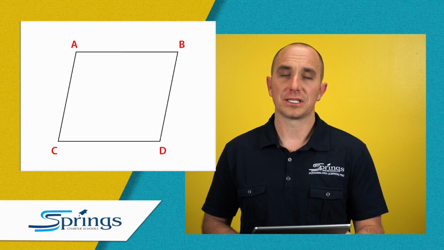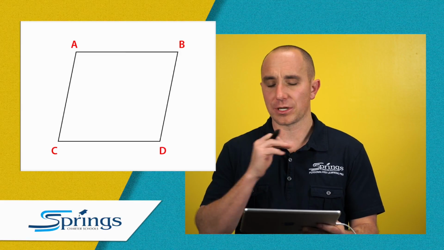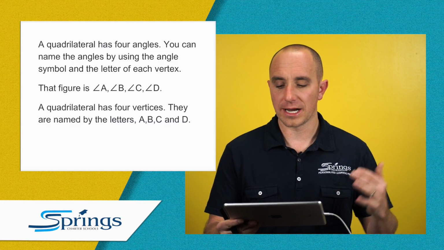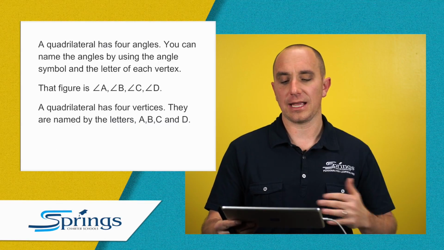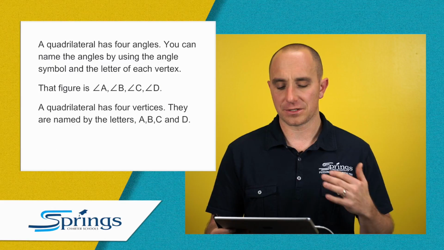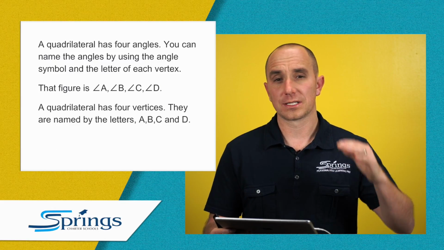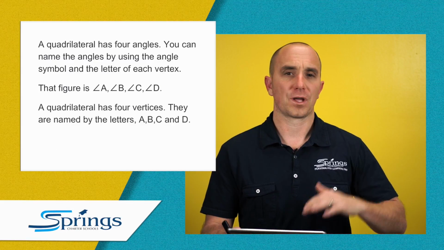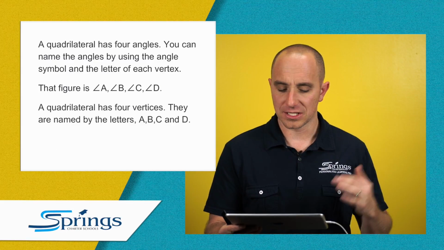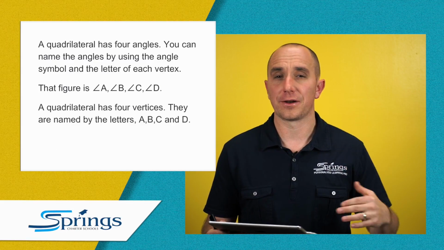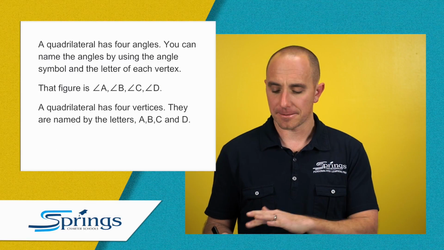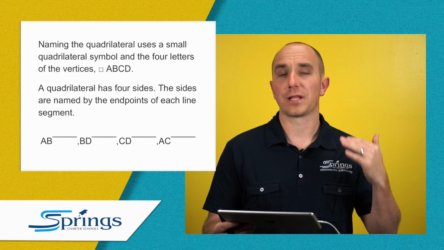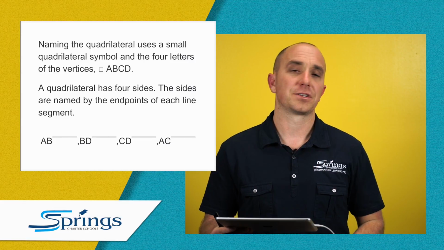All right, so you can see here we have a quadrilateral. This one's labeled A, B, C, and D. So the quadrilateral has 4 angles. You name the angles by the angle symbol and the letter of each vertex. So that figure is angle A, angle B, angle C, and angle D. Now, a quadrilateral has 4 vertices as well, and they're named by their letters, and it's the same, A, B, C, and D.